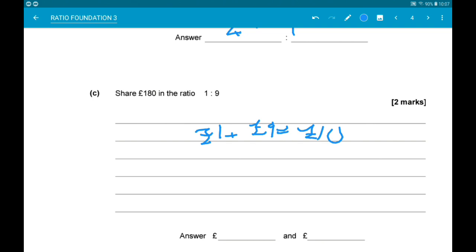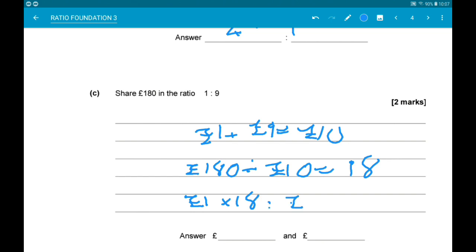Next, we need to know how many lots of £10 are in £180, so that's a division. So 180 divided by £10 gives us 18. So we multiply both sides of the ratio by 18. So we're doing £1 times 18 to £9 times 18.